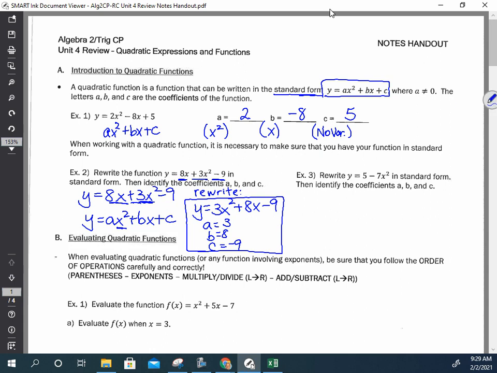So example 3, same rules apply. That's what we're trying to rewrite, and then we need to identify A, B, and C. So A is something, B is something, C is something, and this is the format that we want the function in. All right, so what would come first? That's got to get put in standard form. So what would come first? I can't leave it like that.